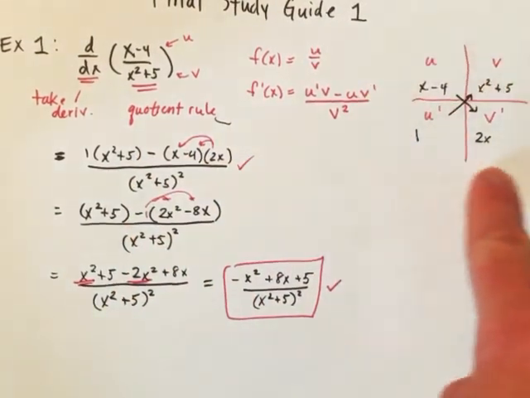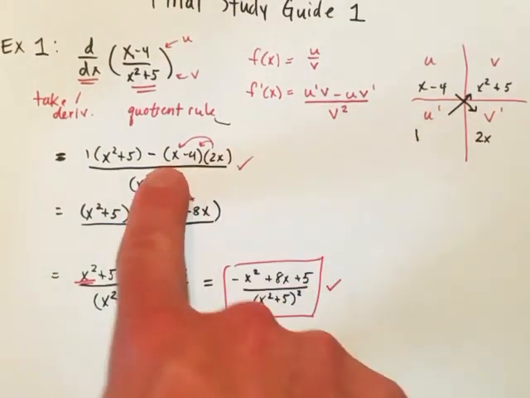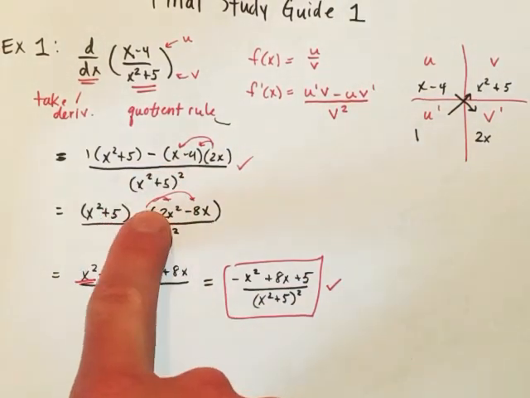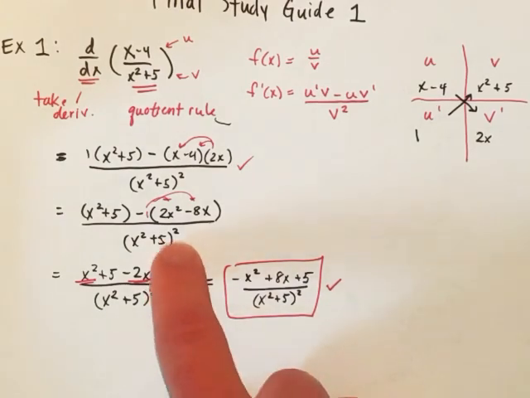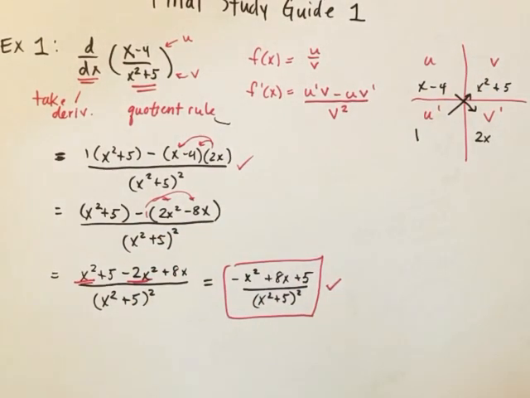Remember to use your chart to put it in a very specific order. Common mistakes are missing the minus sign, not distributing the minus sign, or forgetting to square the bottom. So check that to make sure you've got it.